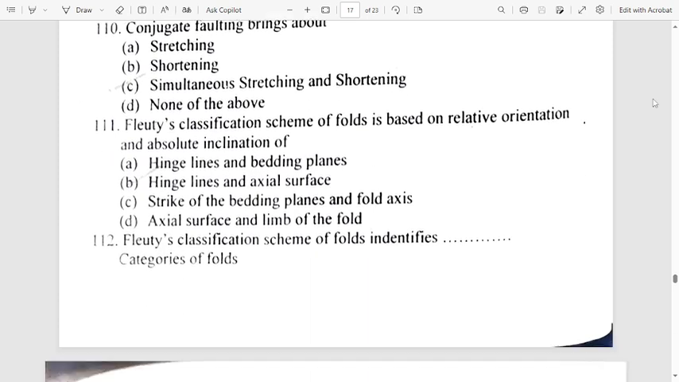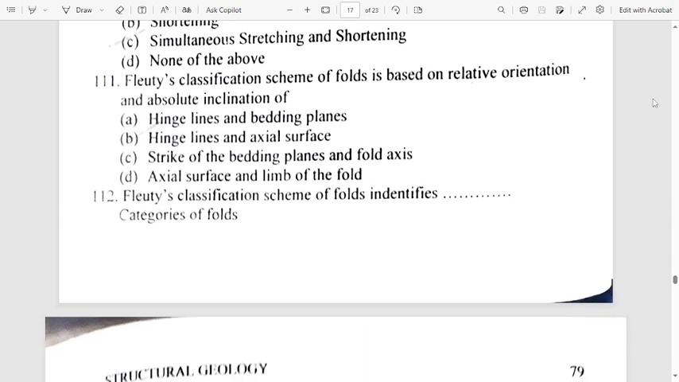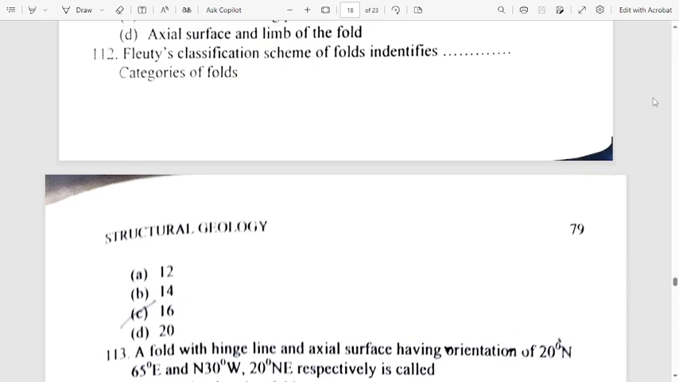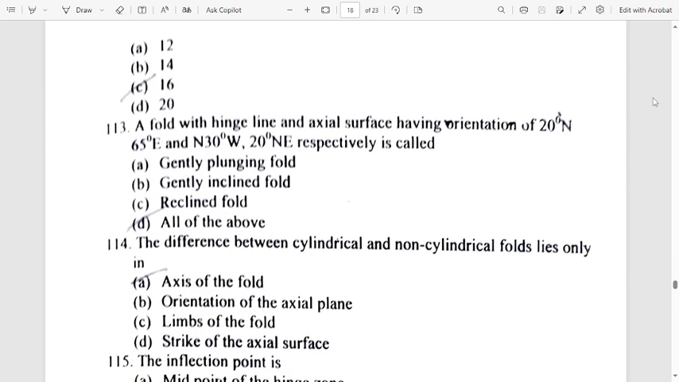Ramsay's classification scheme of folds is based on relative orientation and absolute inclination of hinge lines and axial surfaces. The classification scheme of folds identifies 16 categories of fold. A fold with hinge line and axial surface having orientation of 20° north and 65° east, and north 30° west, 20° northeast respectively is called gently plunging fold, gently inclined fold, reclined fold.